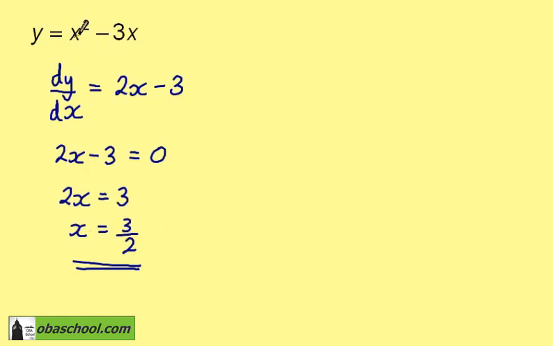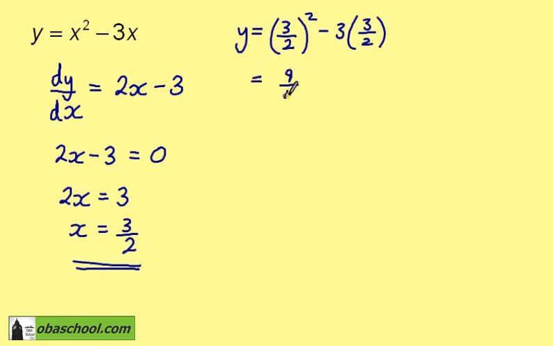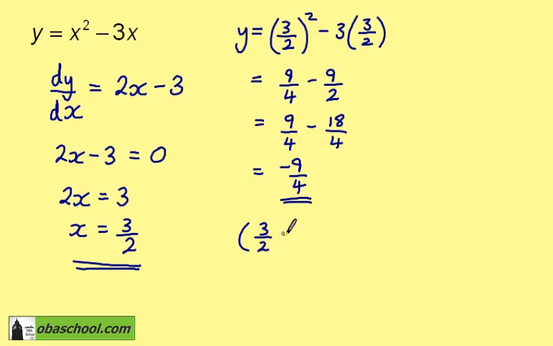We want coordinates when x is 3 over 2. If we substitute into the original y equation, we'll find the y coordinates. So 3 over 2 squared, take away 3 times 3 over 2. This is 9 over 4, take away 9 over 2, which is 9 over 4 take away 18 over 4, which is minus 9 over 4. So the coordinates of the turning point are 3 over 2 and minus 9 over 4.